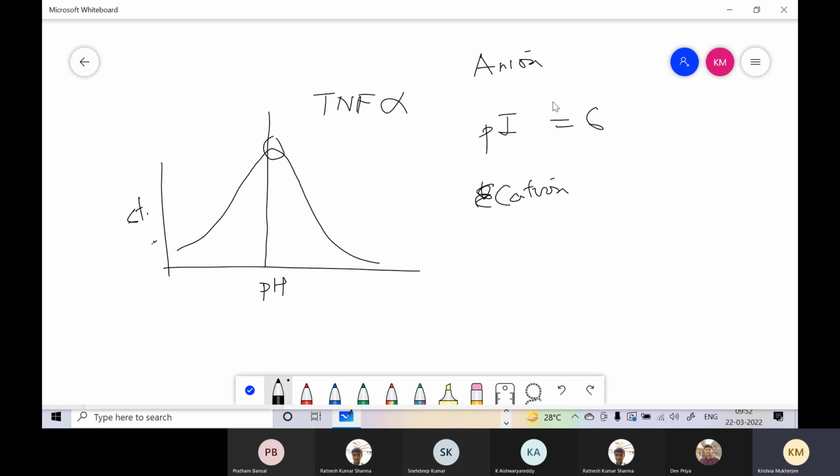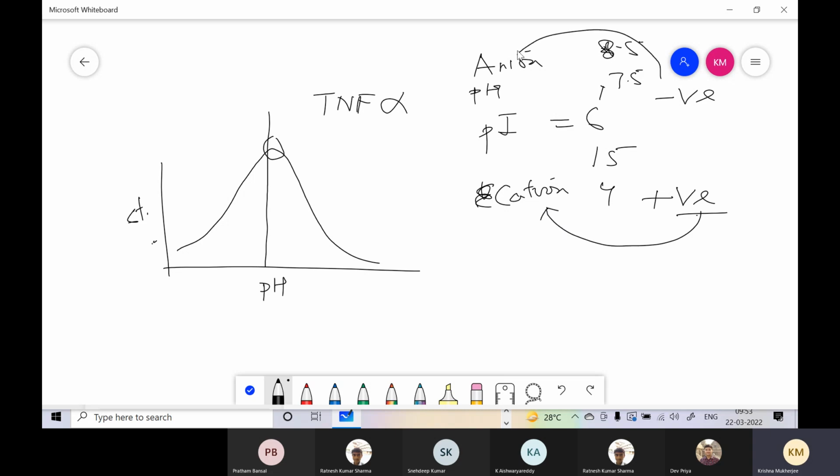So pI is 6. So any pH above 6, say 7 or 7.5 or 8.5 or whatever, you will have more and more negative charge. And any pH lower than 6, say 5 or 4, you would have a positive charge, right? Because your pH is lower than pI. So H ions are there, so the protein has a positive charge. And if you have a positive charge, then you use a cation exchanger. And if you have a negative charge, you use an anion exchanger. This is something which is obvious or known to you. I am not sort of registered till it is done by you.